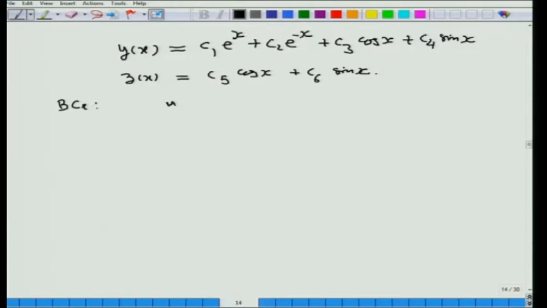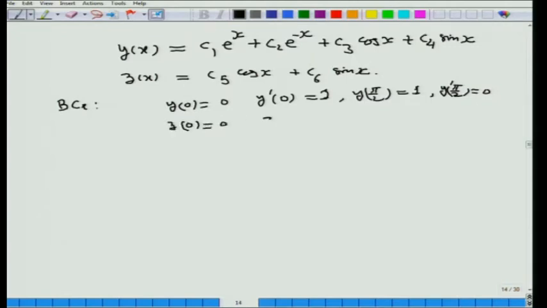The boundary conditions we use are the following: y 0 equal to 0, y prime 0 equal to 1, y at pi by 2 equal to 1, and y prime at pi by 2 equal to 0. And on z, we will have z 0 equal to 0 and z at pi by 2 equal to minus 1.